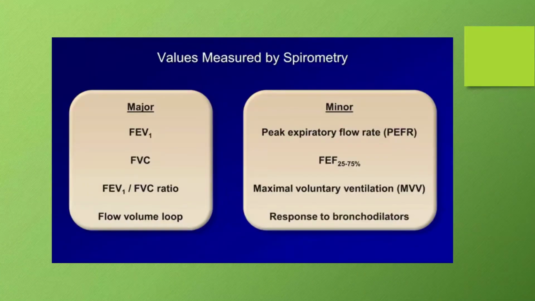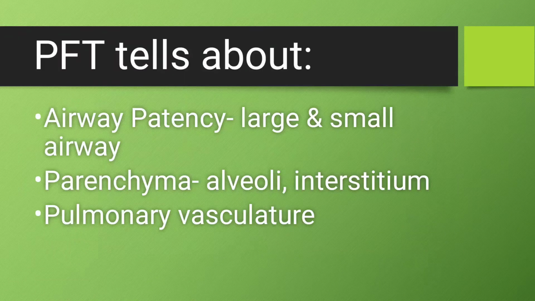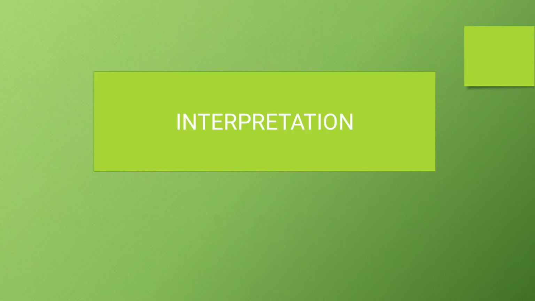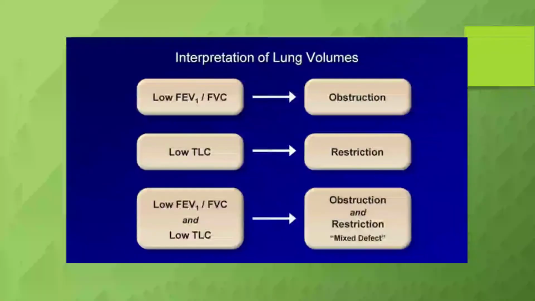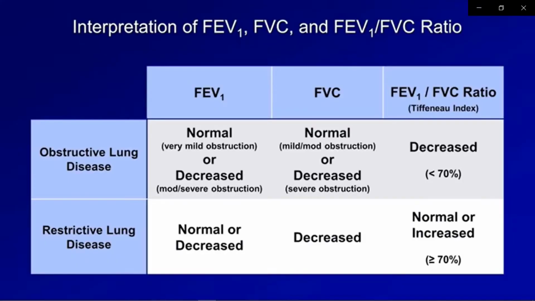Now, these are the major values we get in spirometry. And what about the interpretation? If the FEV1/FVC ratio is low, we can suspect obstruction. If the total lung capacity is low, then restriction. And there are other parameters by which we can detect mixed type lung diseases. That will come in the next slide.